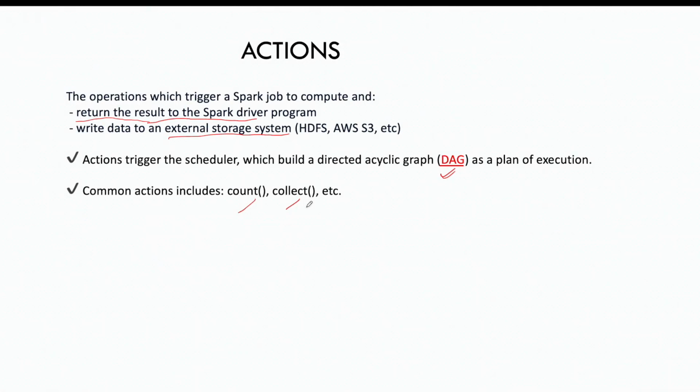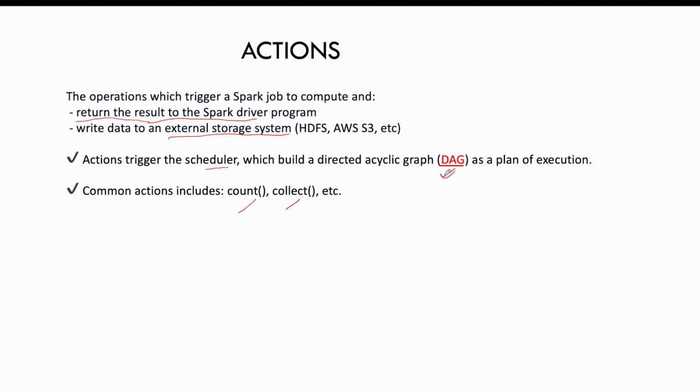So let us understand what are actions in Spark. Actions in Spark can be considered as operations which are actually returning some result to the Spark driver program, or let's say the data is getting written to some external storage system. Actions are those functions that trigger the scheduler, and this scheduler builds a DAG.